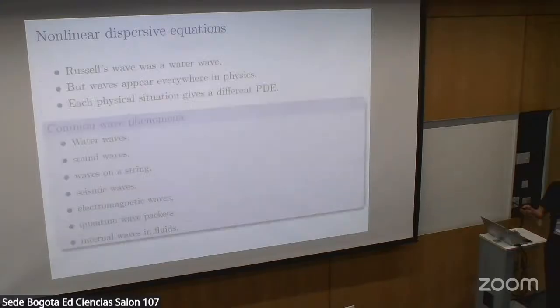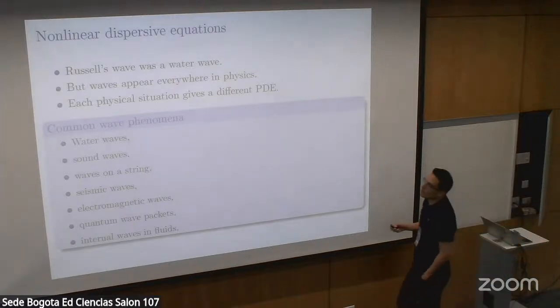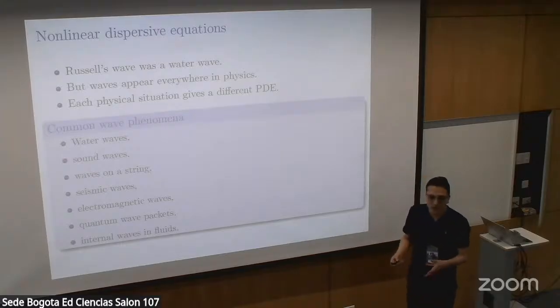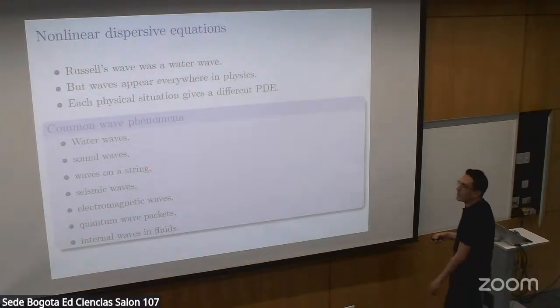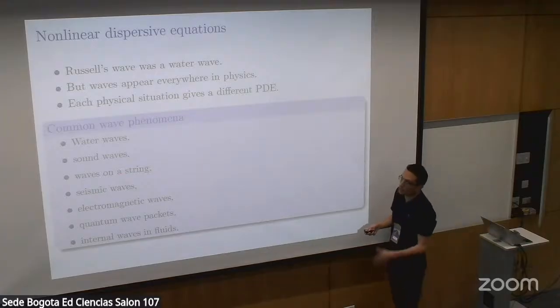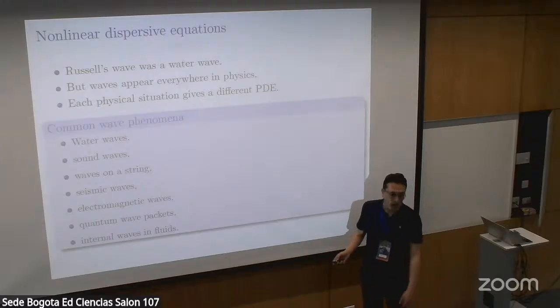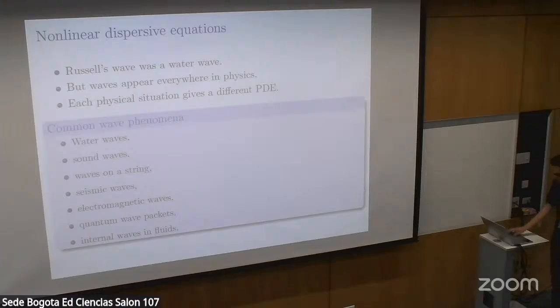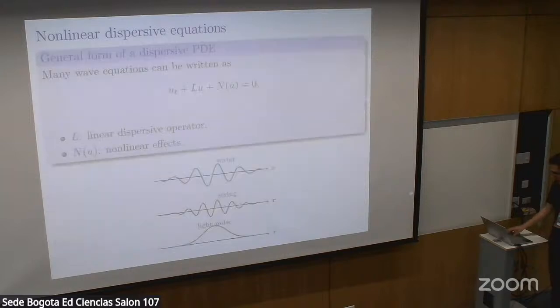And what is interesting, a small spoiler, is that of course waves don't just belong to water waves, right? You can find waves in a lot of things, like sound waves, waves on a string, seismic waves, electromagnetic waves, quantum waves, internal waves in fluids. So waves appear in several contexts. Imagine that in each of these contexts you may find a different dispersive PDE, and then ask the same questions. Do I have solitary waves? Are the collisions elastic? Okay, so that's the point.